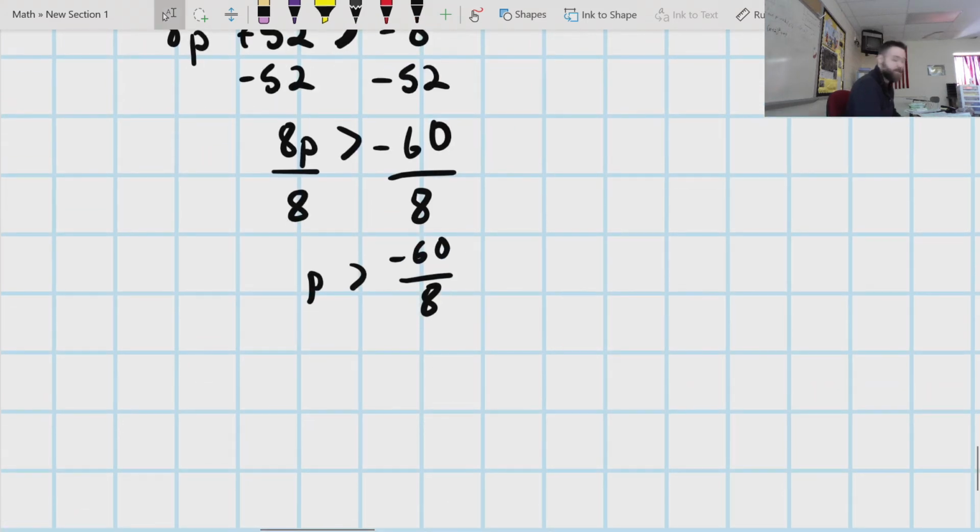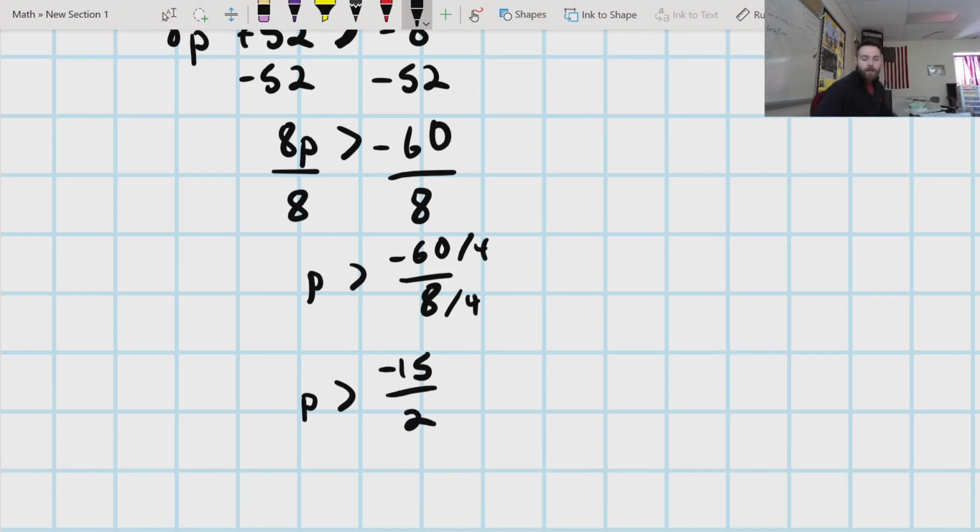So if I take a look at this, this is a fraction, and negative 60 is not evenly divisible by 8. So I can divide top and bottom by 4, so I can reduce that fraction. So 60 divided by 4, and then 8 divided by 4 is going to give p is greater than negative 15 over 2. And so notice that the inequality doesn't flip even though the right-hand side is negative.